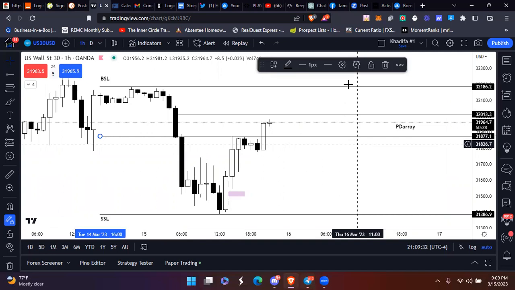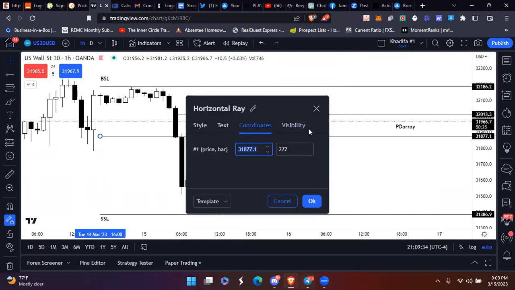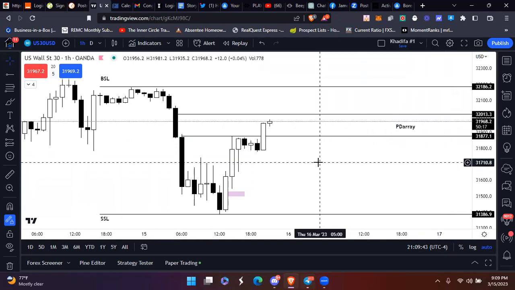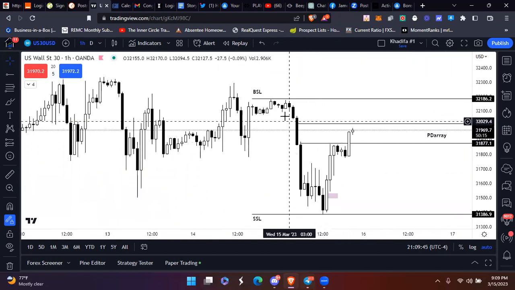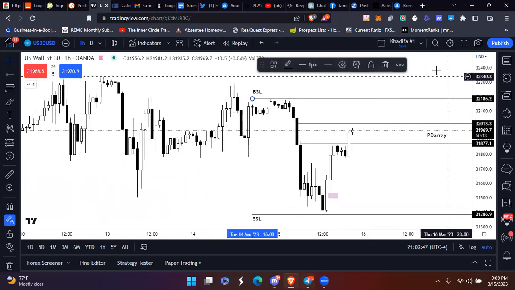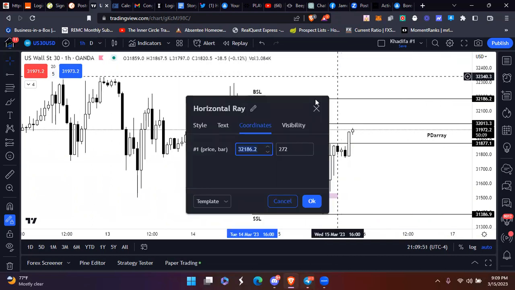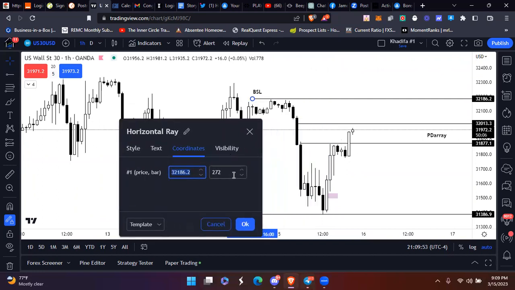If we continue to push through it aggressively, then that's indication that the algorithm wants to keep delivering price to buy side liquidity. And that's what it will do.